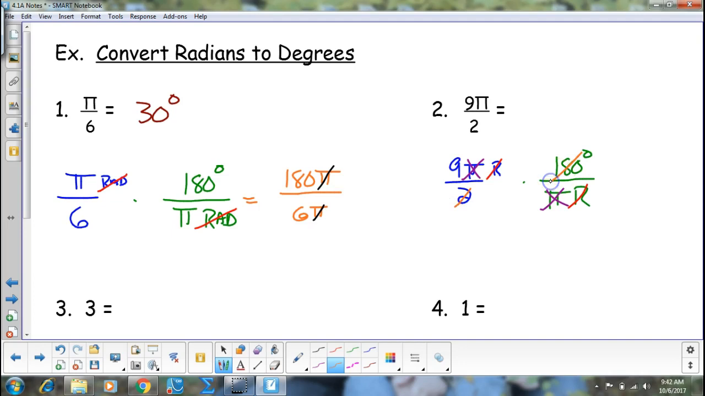2 goes into there 90 times. So I'm going to go with around 810 degrees there. Around? What is that? It is 810 degrees.